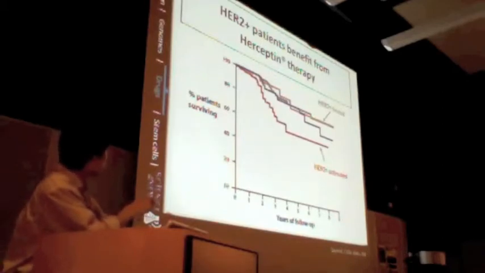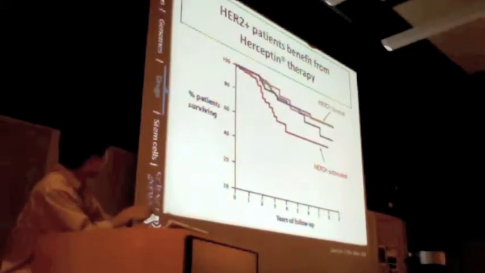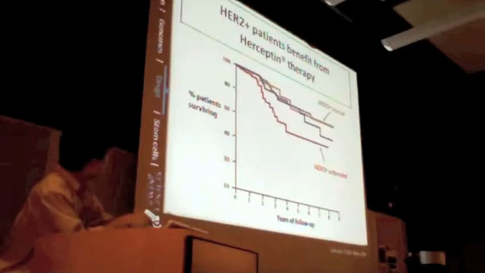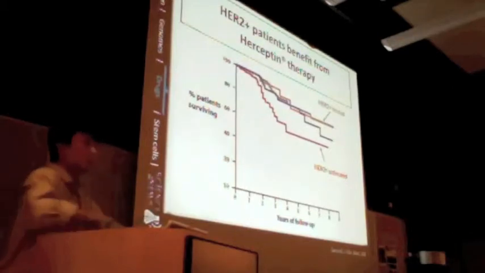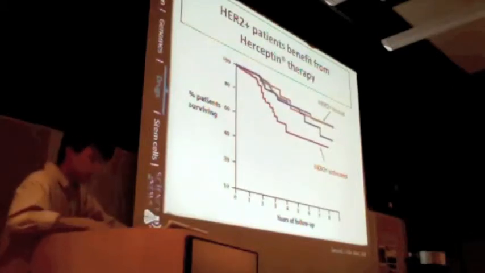So we start at 100%, and unfortunately, some patients died after the beginning of the study. And you see that for women with HER2 plus breast cancer not treated by this drug, there's a much sharper, or much higher, mortality rate compared to HER2 positive breast cancer women treated with this drug. So it's a very effective drug.